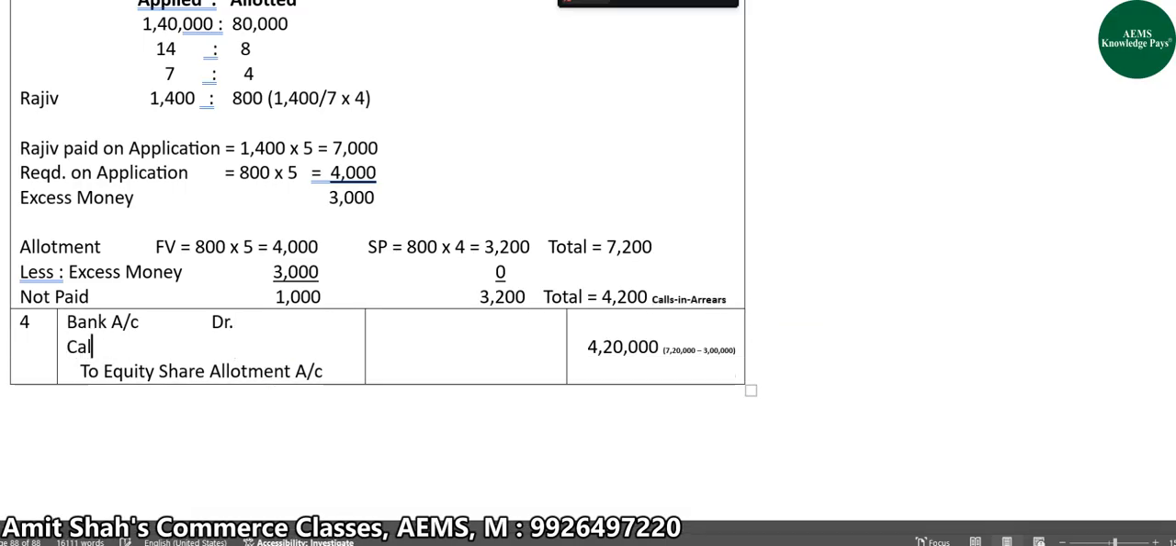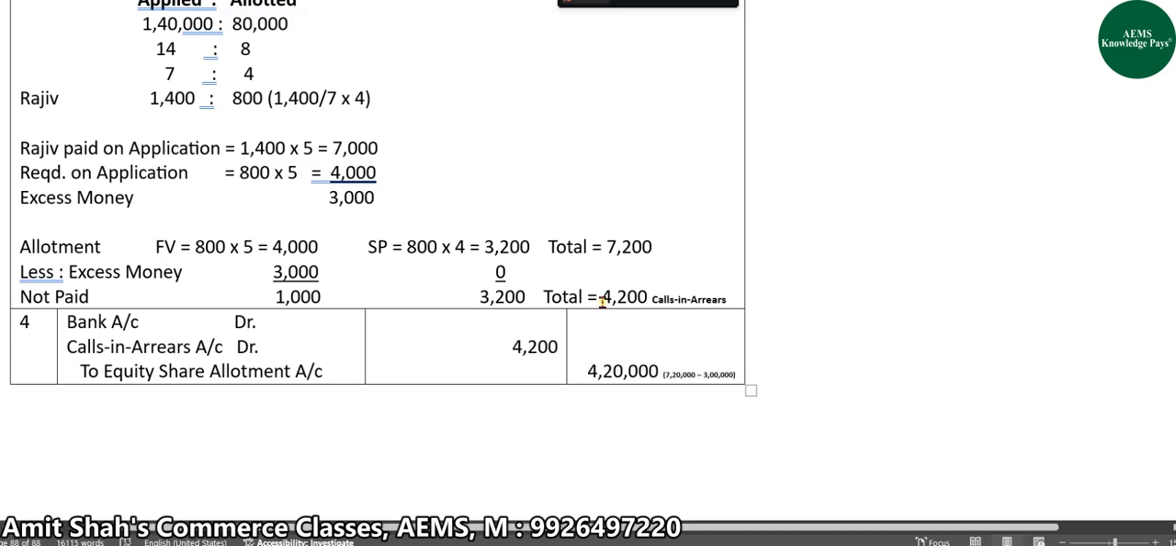So here we will debit calls in arrears account because we have not received allotment money from Rajiv. How much? 4200. That is this one. Out of the total money that we wanted of 4,20,000, we have not received 4200. So the balance amount we have received. So 420 minus 4,200 is 4,15,800. This is the balancing figure.